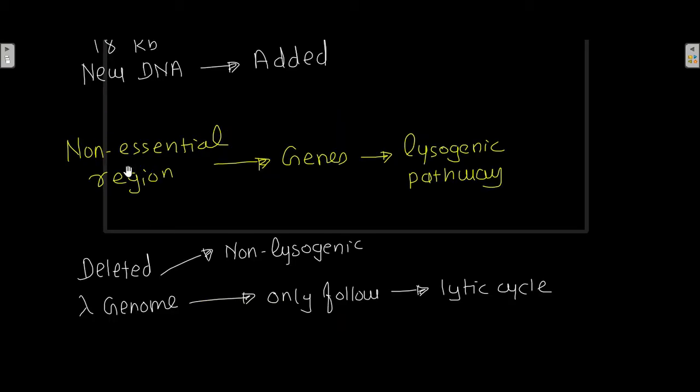The non-essential region that we just deleted contains the genes responsible for the lysogenic pathway. So the deleted lambda phage genome will be non-lysogenic. That is, it will only follow the lytic cycle. It will not follow the lysogenic cycle, and that is a good thing for the experiment.